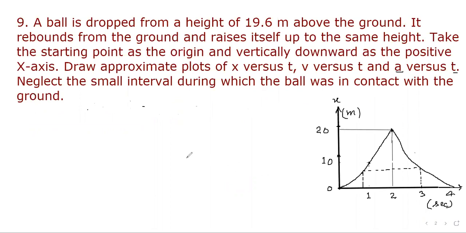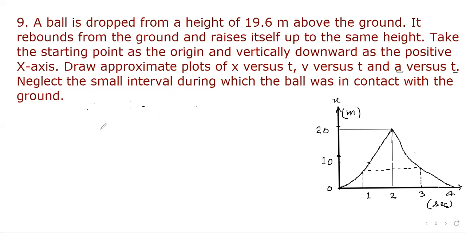Question number 9. A ball is dropped from a height of 19.6 meters above the ground. It rebounds from the ground and rises up to the same height. Take the starting point as the origin and vertically downward as the positive x-axis. Draw approximate plots of x versus t, v versus t, and a versus t. Neglect the small interval during which the ball was in contact with the ground.